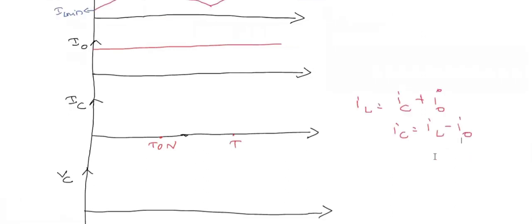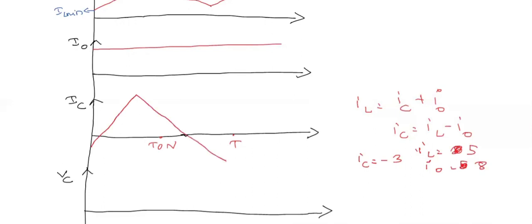So there can be a condition when IL is 5 and I naught is 8. That means in that case IC will be minus 3. That means it will start from a negative value. So this will go like this, then again it will come like this, and then again during augmentation.